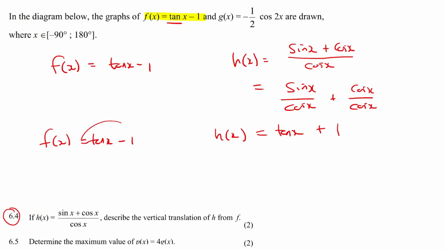So how do you go from this to this? So pretty much, how do you go from minus 1 to plus 1? Well, all that they would have done is they would have taken the graph of f and moved it up by 2 units.